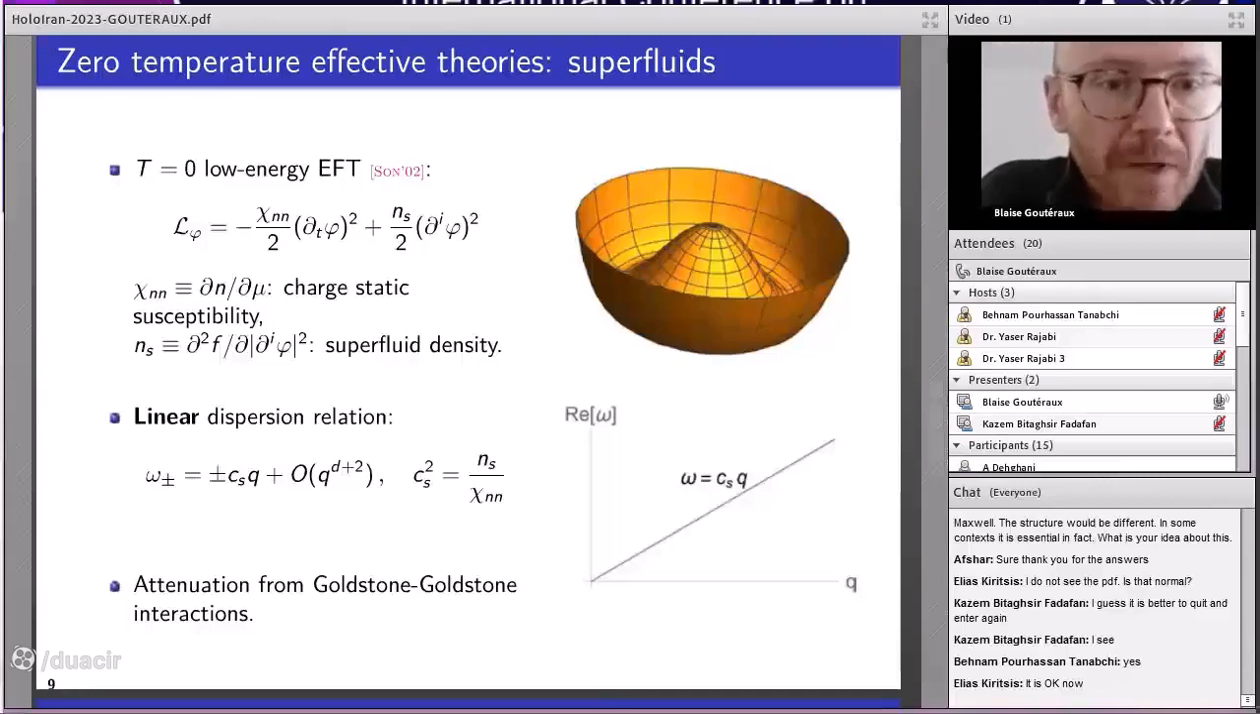Now it's immediate to see from looking at small perturbations of this Lagrangian that you find a spectrum which has a sound mode with a linear dispersion relation, and the speed squared is controlled by the ratio of the superfluid density to the charge static susceptibility. Now, within the context of this effective field theory, if you want to compute the attenuation, then you need to consider Goldstone-Goldstone interactions, and that would give you some power of q to the d plus 2, where d is the number of spatial dimensions.